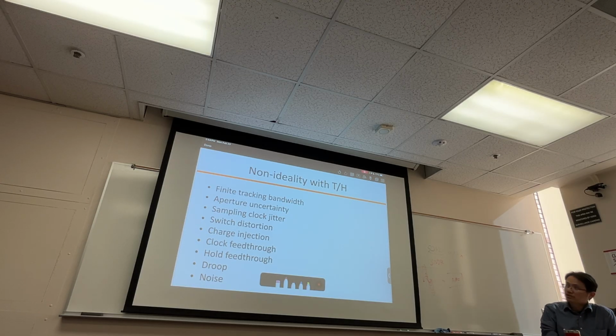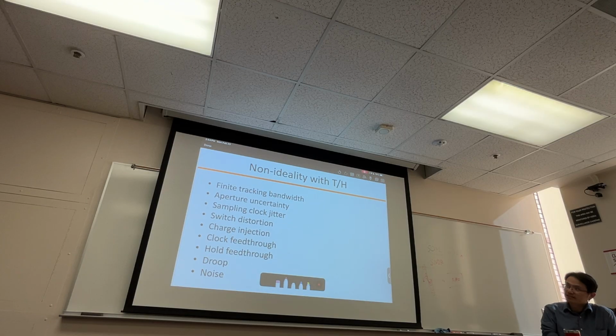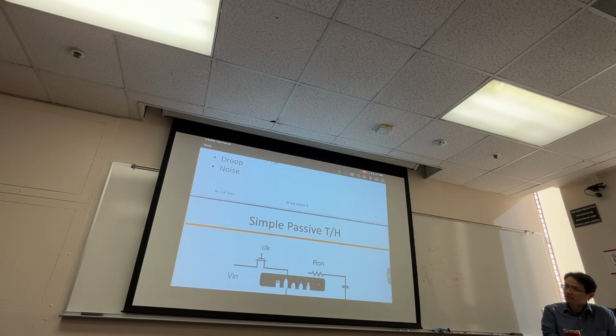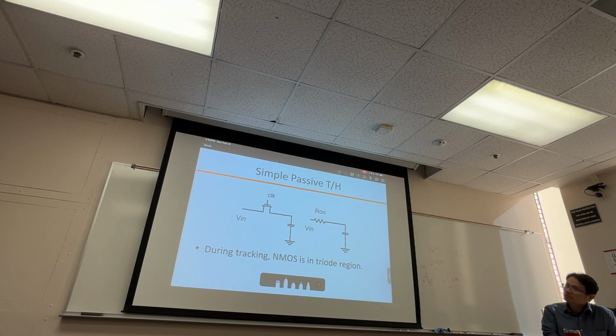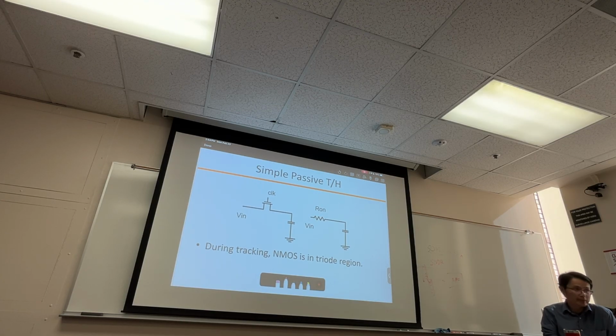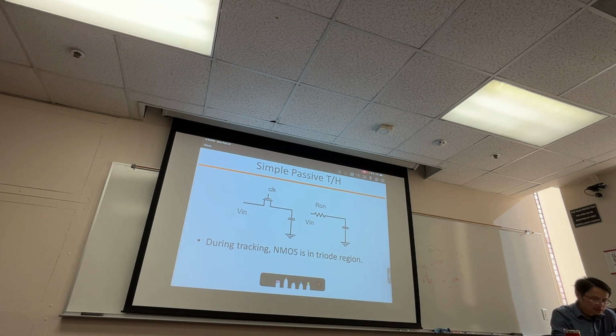Okay, just like everything else, let's start from the simplest circuit. One switch, one capacitor. That is our passive track and hold circuit. First of all, you see there's a clock controlling this MOS gate. The clock has high, low, high, low.